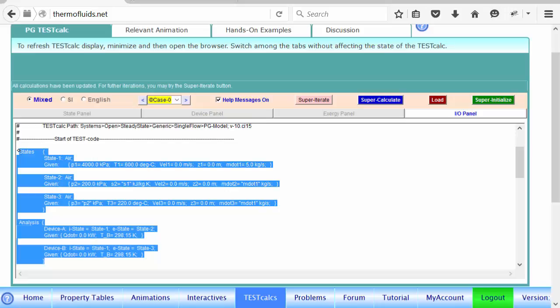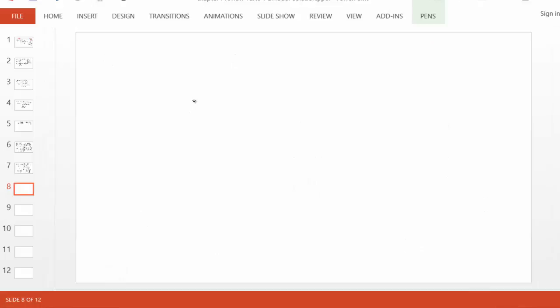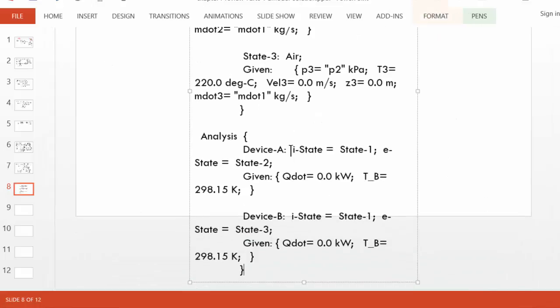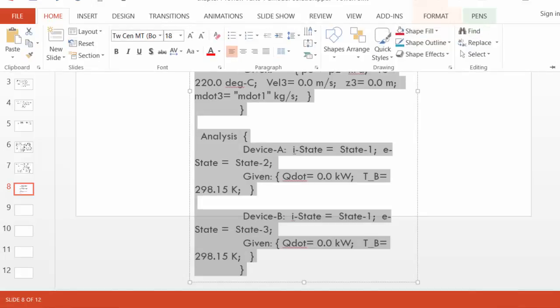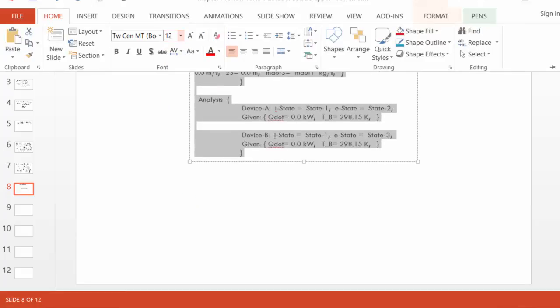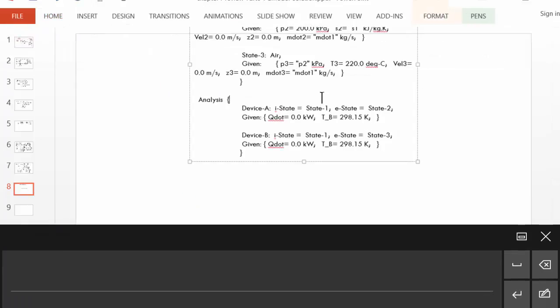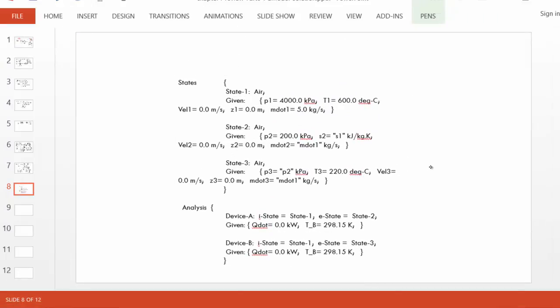Control C, and let's say we come and paste it here. Oops, the font is too big. Let me see if I can change the font here. Okay, so here we go. So that's all. If we store it somewhere, later we can simply copy and paste the code and regenerate the solution.